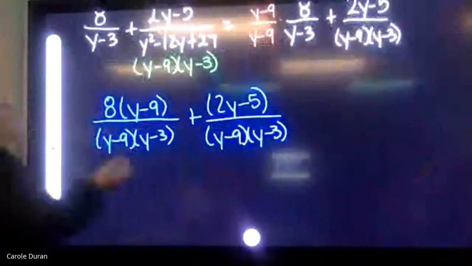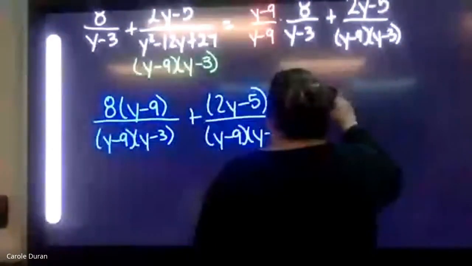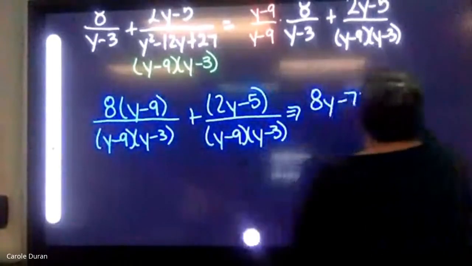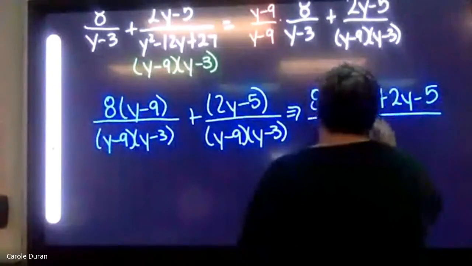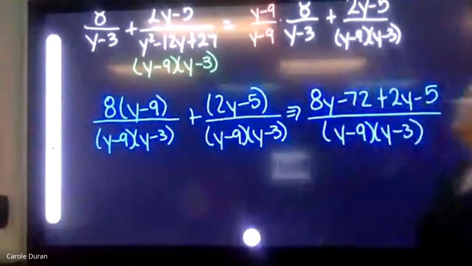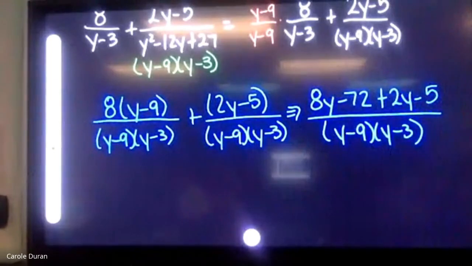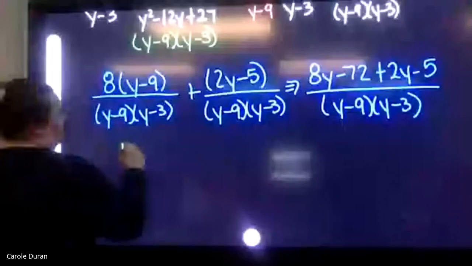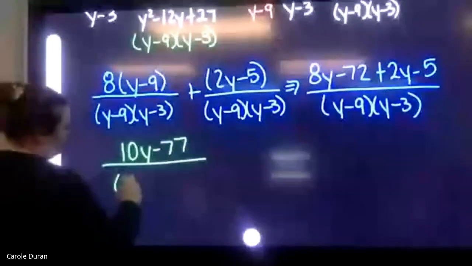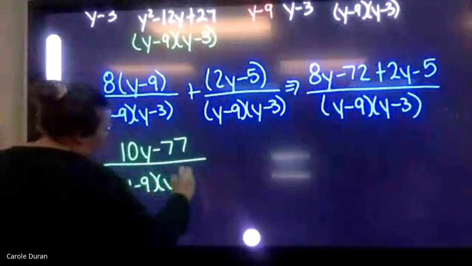So this becomes 8y minus 72 plus 2y minus 5 over that common denominator y minus 9, y minus 3. And then we just combine like terms. So I can put the 8y and the 2y together, and I can put the negative 72 and the negative 5 together. And I get 10y minus 77 over y minus 9, y minus 3.